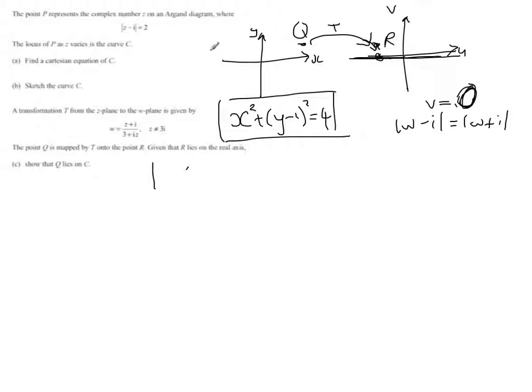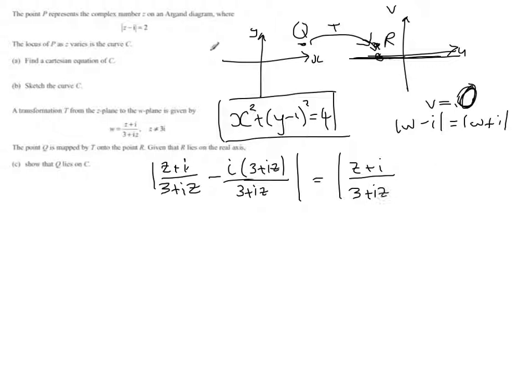Okay, let's sub in w. (z plus i) over (3 plus iz) minus i, which I will multiply top and bottom by, oops, that's wrong, I will multiply top and bottom by 3 plus iz. Like that. So I've got a common denominator, w equals (z plus i) over (3 plus iz), plus i(3 plus iz) over (3 plus iz).